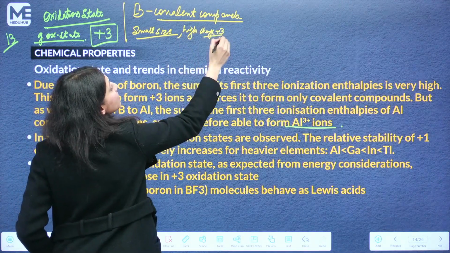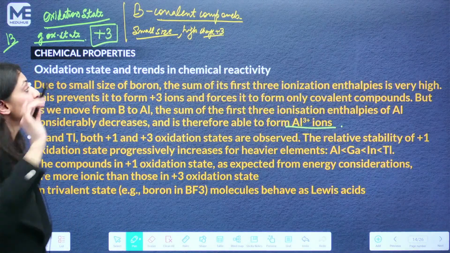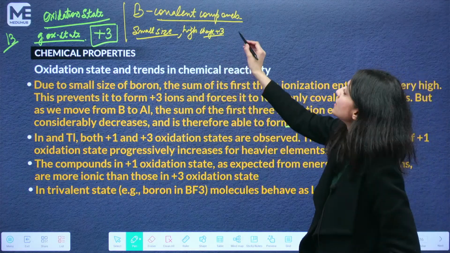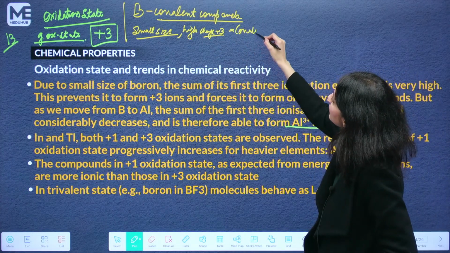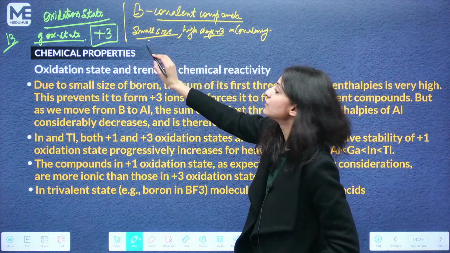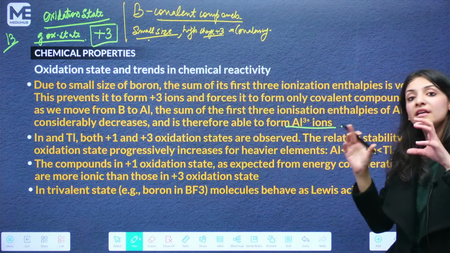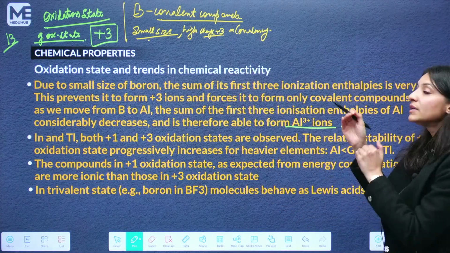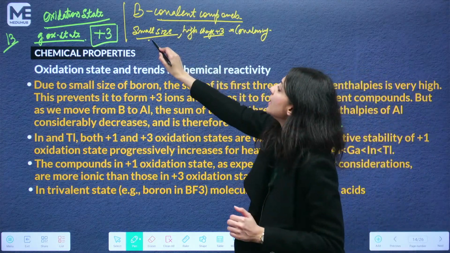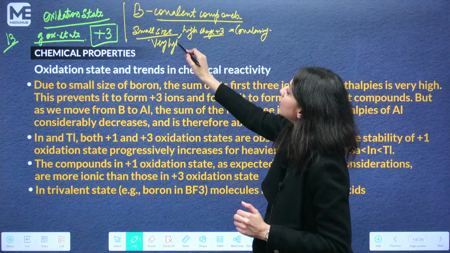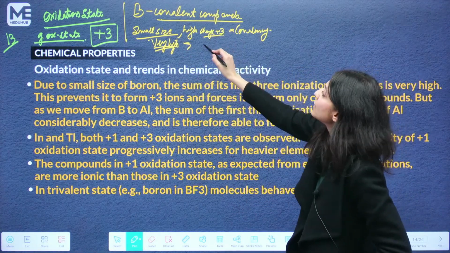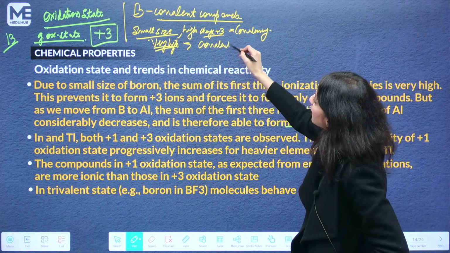of +3. If we talk about Fajan's rule, if an ion is small in size and it has a high charge, this will favor covalency. Secondly, the sum of 3 ionization energies, that means the total energy that is required to take out 3 electrons from boron for it to form an ion, is very high, because of which boron does not form ionic compounds and it only forms covalent compounds.